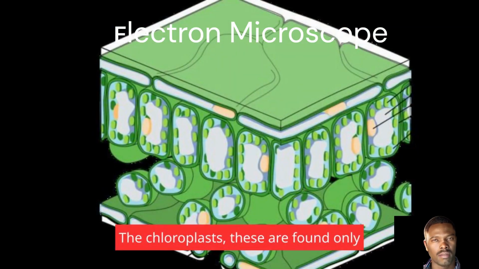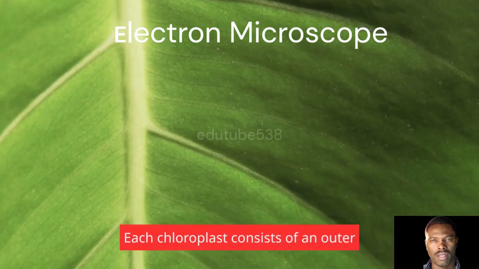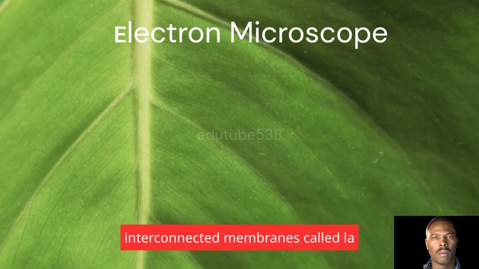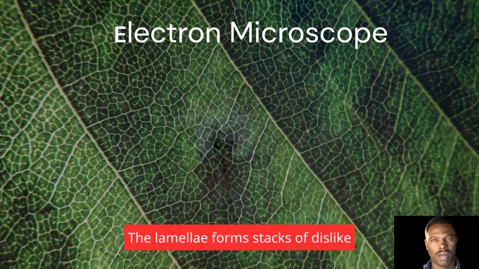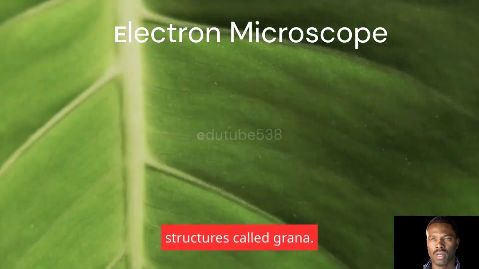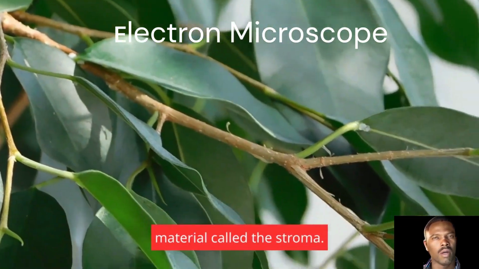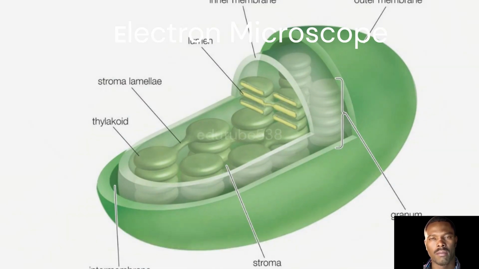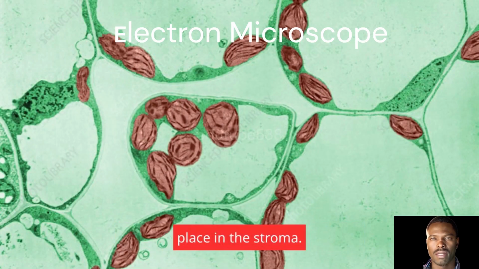The chloroplasts. These are found only in photosynthetic cells. Each chloroplast consists of an outer unit membrane enclosing a series of interconnected membranes called lamellae. At various points along their length, the lamellae form stacks of disc-like structures called grana. The lamellae are embedded in a granular material called the stroma. The chloroplasts are sites of photosynthesis. The light reaction takes place in the lamellae, while the dark reactions take place in the stroma.